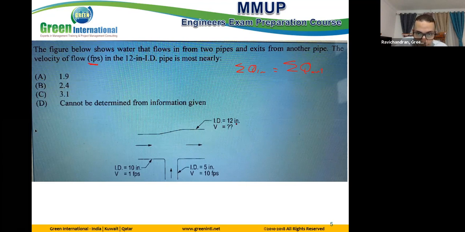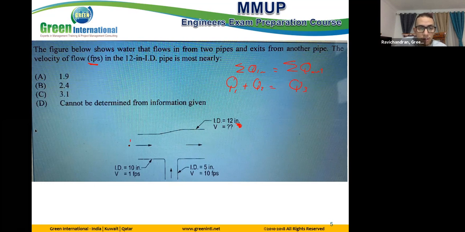And be careful for this. He plays a lot for this in his exam. I told you before, last session. Feet and inch. So by the way, here sum Q in equals sum Q out. So how many inputs here? We have one input, two inputs, and one output. So Q1 plus Q2 equal Q3.